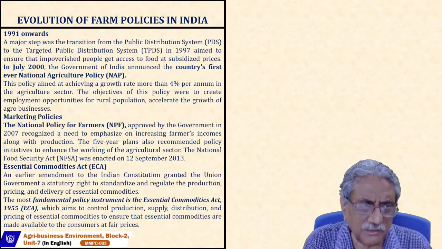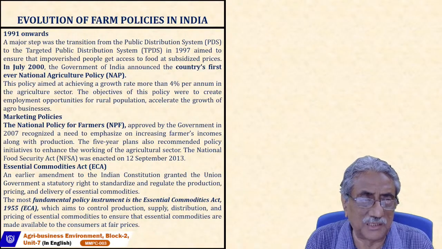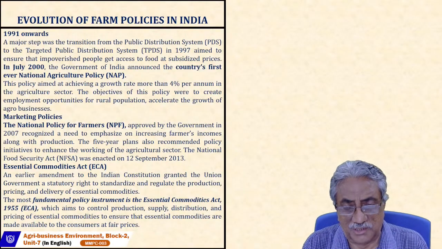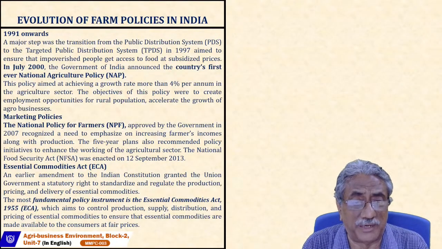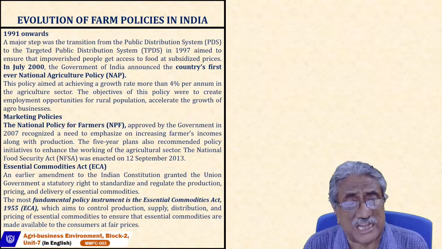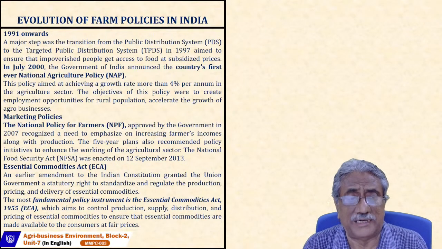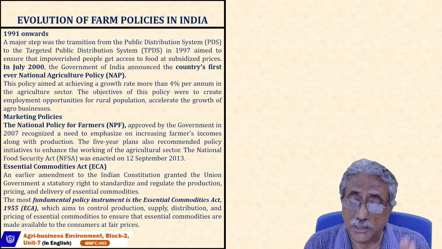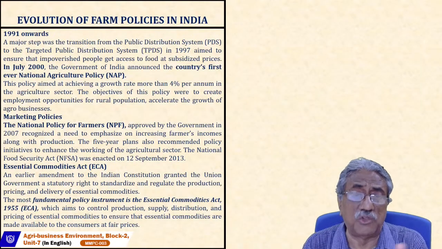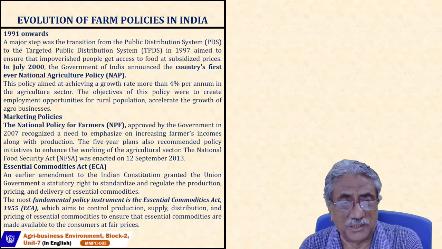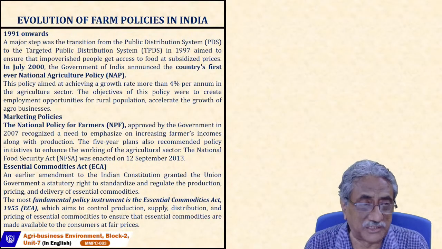Besides, much earlier, there was an act, the Essential Commodities Act, following an earlier amendment to the Indian Constitution. Mind it, it's a constitutional amendment that granted the Union government a statutory right to standardize and regulate production, pricing, and delivery of essential commodities. Though agriculture was a state subject, the Constitution gave the right to the Union government, that is the central government, to standardize and regulate production, pricing, and delivery of essential commodities.